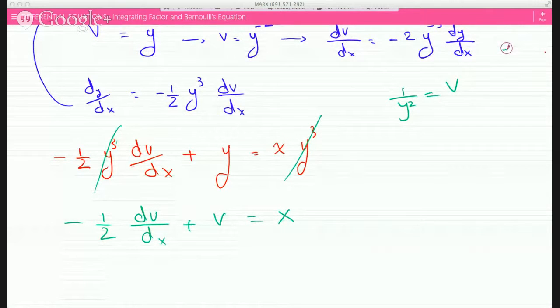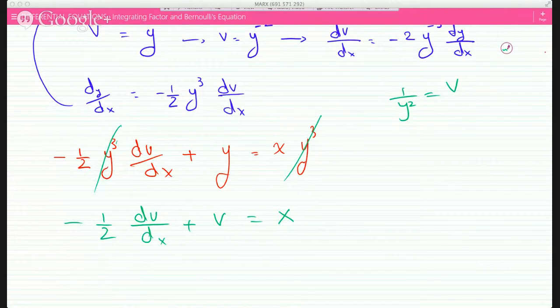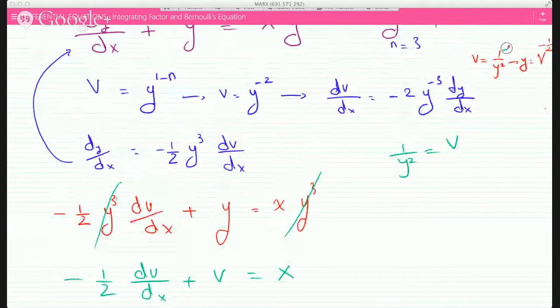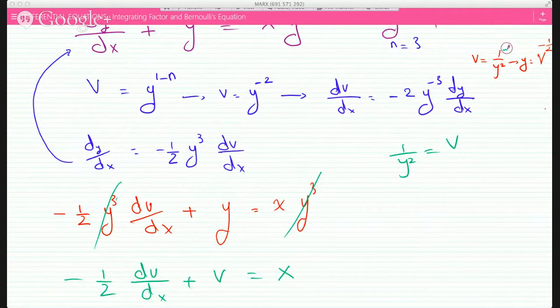Divide everything by y cubed. So that's y to the negative 3. How is it y to the negative 3? You're solving for dy over dx. You're dividing by y to the negative 3, it becomes y to the 3. Oh yeah, I see what you mean. You divided the whole left side by y to the negative 3.